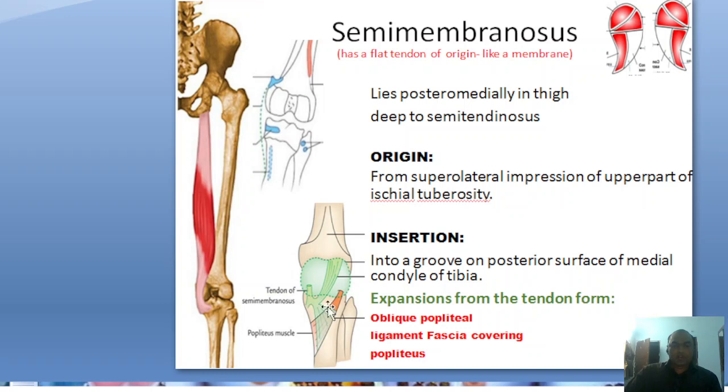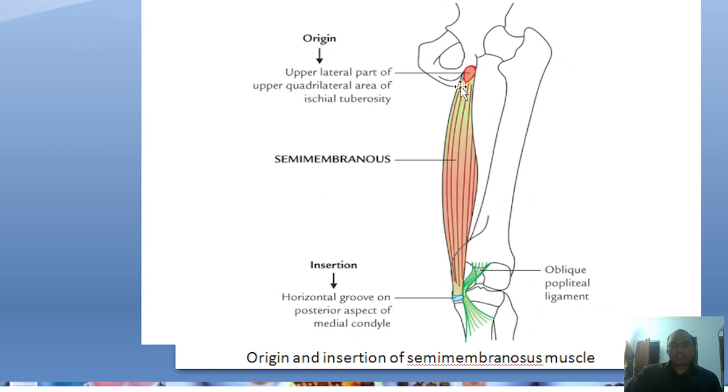After insertion, the oblique popliteal ligament and the fascia covering the popliteus are an expansion of the tendon of semimembranosus. In this diagram, this is the ischial tuberosity, and this muscle is known as semimembranosus because its origin and insertion are membrane-like. So origin is from the supralateral part of the ischial tuberosity, and insertion is a horizontal groove on the posterior aspect of the medial condyle of the tibia. So this is the semimembranosus, origin and insertion.